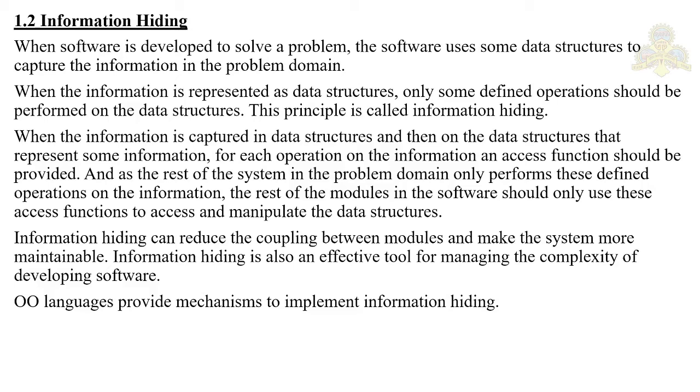Our old languages, such as Pascal, C, and Fortran, do not provide mechanisms to support data abstraction. By using these languages, if you want data abstraction, you should have some disciplined use of the language. That is, access restrictions should be imposed by the programmers if the language does not support them. But object-oriented languages provide mechanisms to implement information hiding.